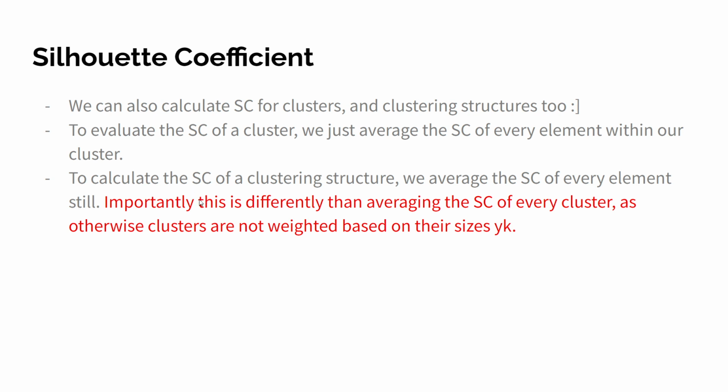Importantly, I wanted to note here, we're not going to calculate the SC of every cluster and then evaluate that, as otherwise the clusters won't be weighted correctly. Because if we rather took the SC of every cluster, and one cluster had 1 element in it, and another had 10, we'd add those two together and halve it, and now the cluster that only had 1 element in it is going to be unfairly weighted, and it's going to really skew the results. So we have to do it for every element, divided by the number of elements. Don't do the clusters first, because otherwise the weights won't be correct.